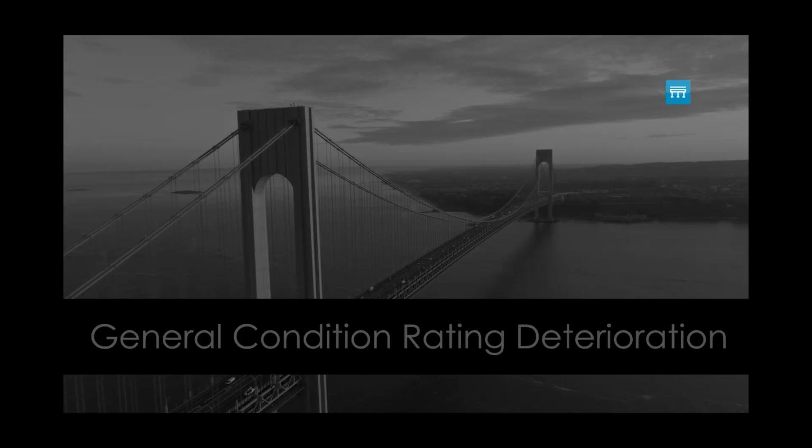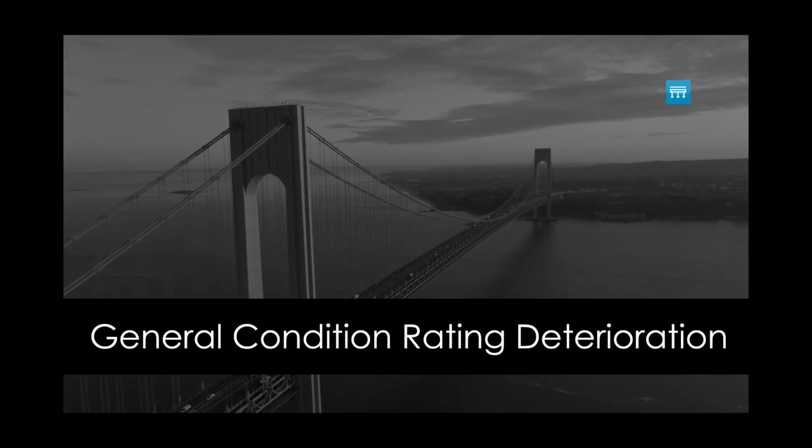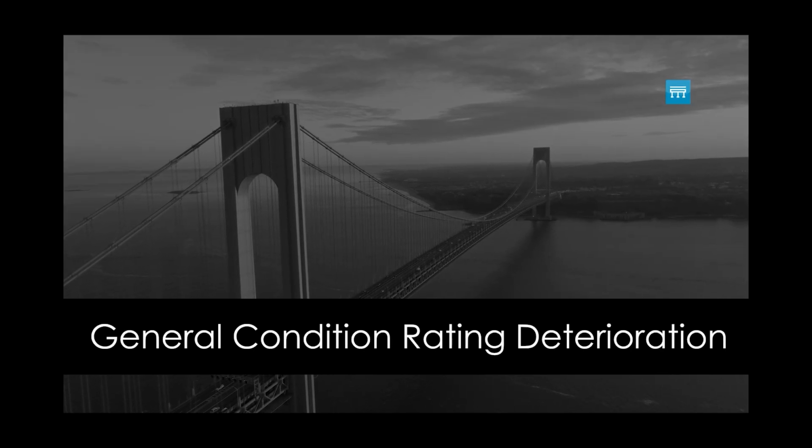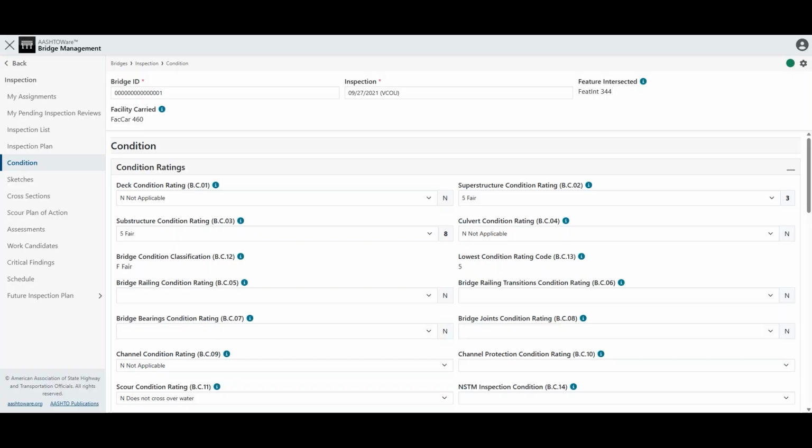Next, let's look at General Condition Rating, or GCR Deterioration, in 7.1. The General Condition Ratings are tracked on the Bridges, Inspection, Condition page, and consist of the following fields: Deck Condition Rating, Superstructure Condition Rating, Substructure Condition Rating, Culvert Condition Rating, Bridge Railing Condition Rating, Bridge Railing Transitions Condition Rating, Bridge Bearings Condition Rating, and Bridge Joints Condition Rating.